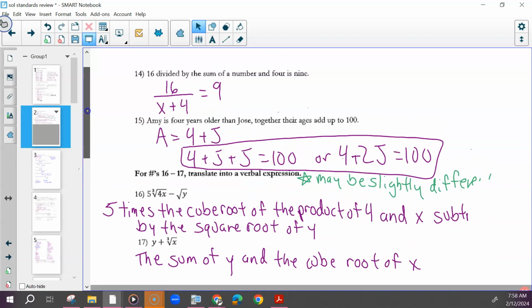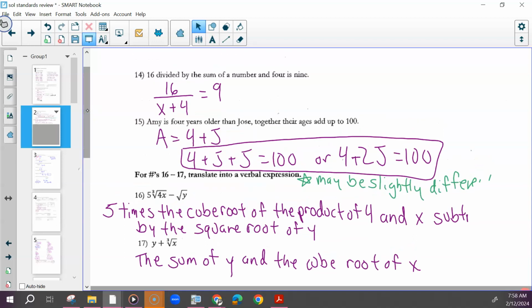Okay. Number 14, 16 divided by the sum of a number and 4 is 9. Amy is 4 years older than Jose. Together, their ages add up to 100. So really, that one was a 2-part one. You needed 2 separate things.